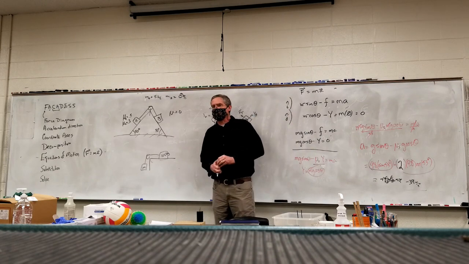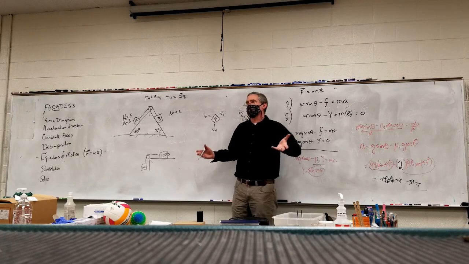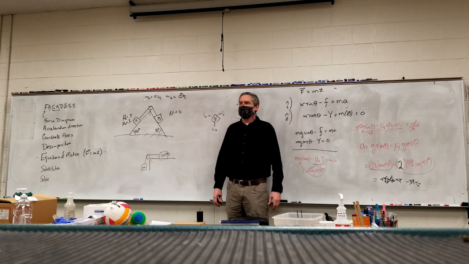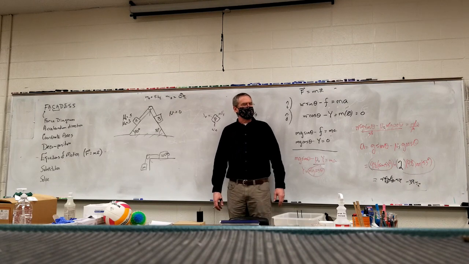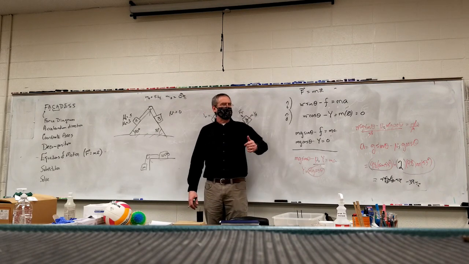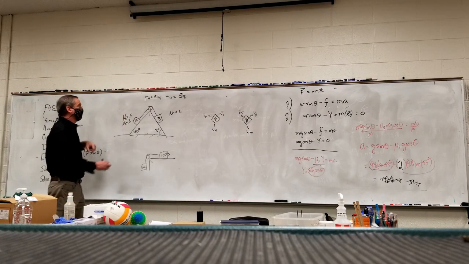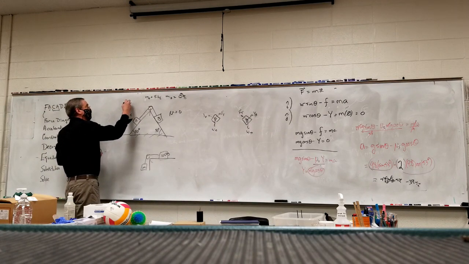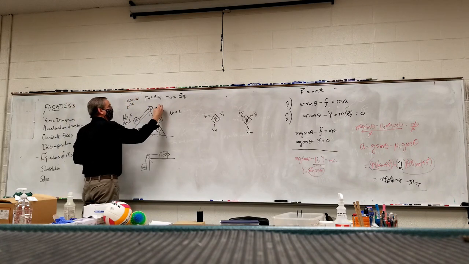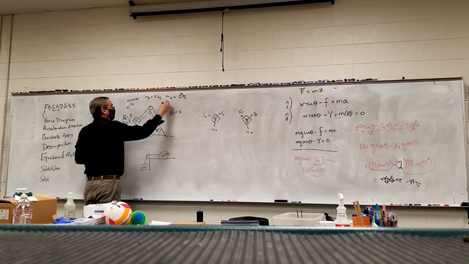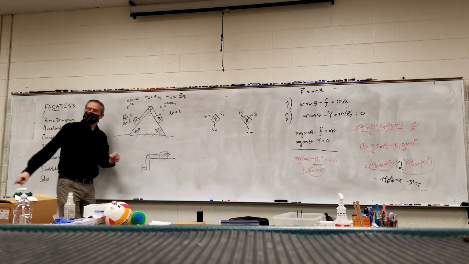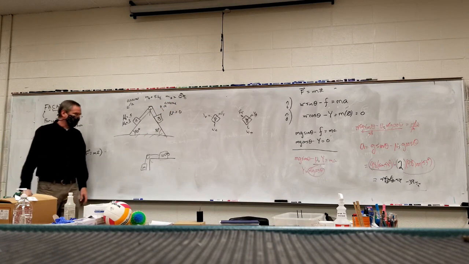So which way do you want to assume it's gonna go? Down the ramp. So you assume A is gonna go down the ramp? Yeah. Okay. So we're gonna assume acceleration is this way and therefore that way. Don't know if it's right or not, but we just assume it.